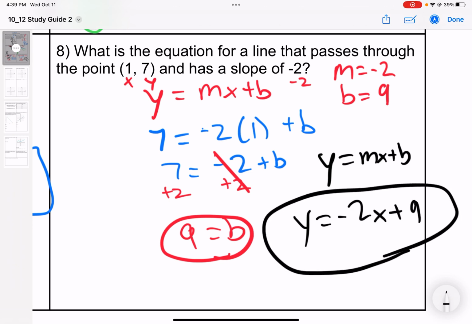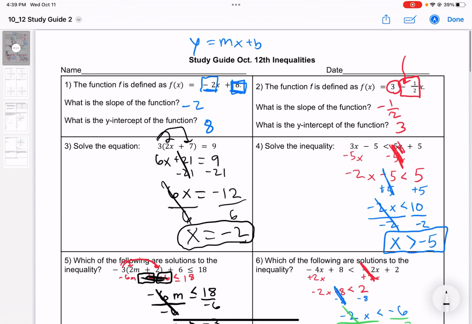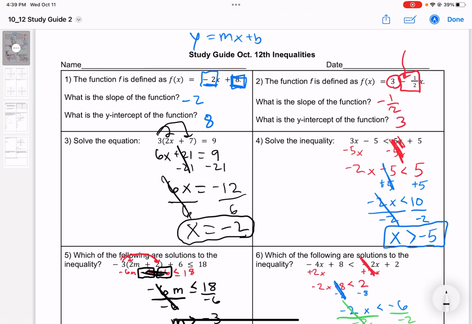That is the equation for a line that has a slope of negative 2 and passes through the point 1 comma 7. Okay, so that's the first page of the study guide. I'm going to end this video here and make a new one for the next.